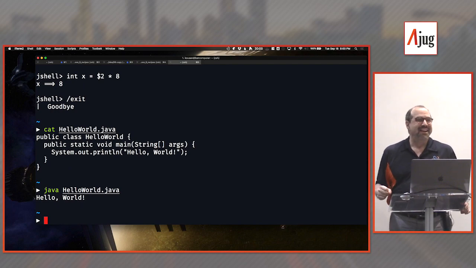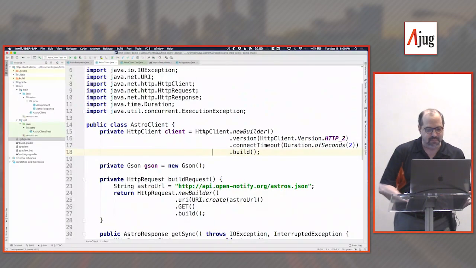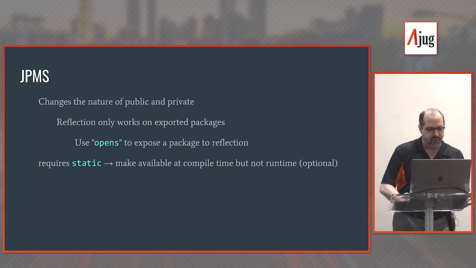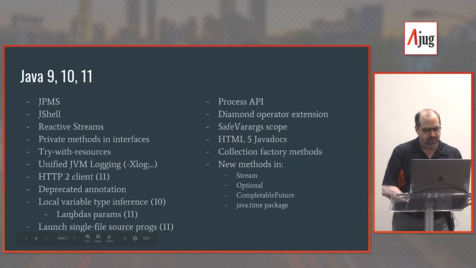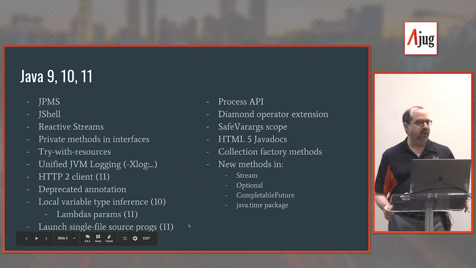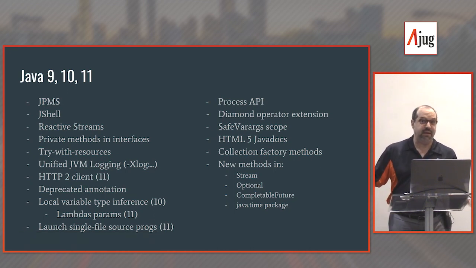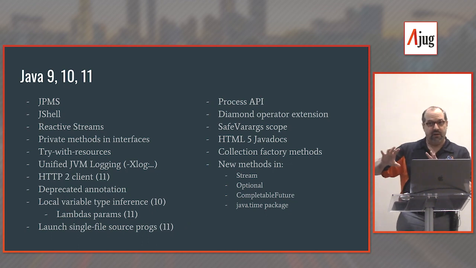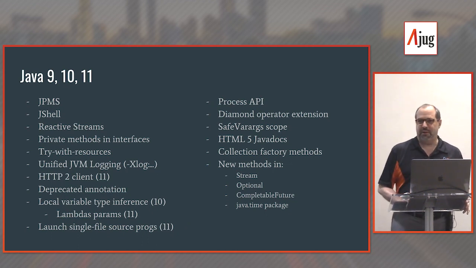At any rate, they call this, and it was in my outline, by the way. Let me go back for a second. Launch single file source code programs. That's what that is. If you have a class that has a main method and that's it, or just one class, you can now launch that from the command line without compiling it. Yay. All right, moving on.